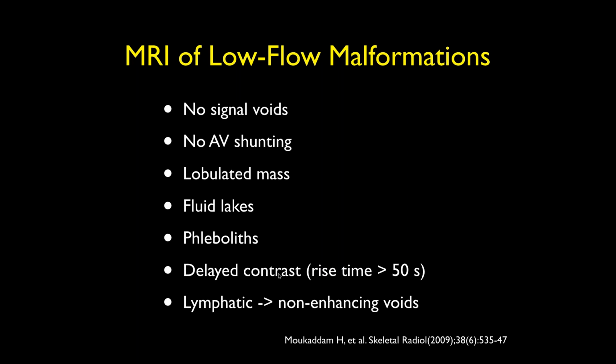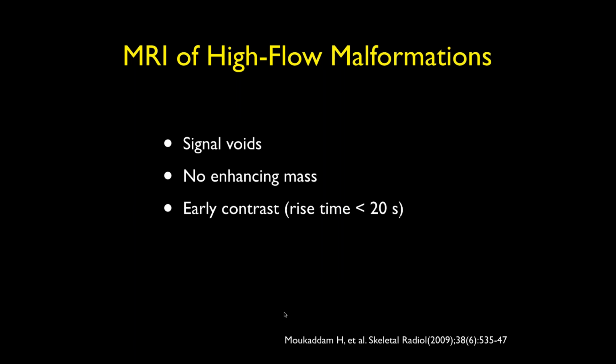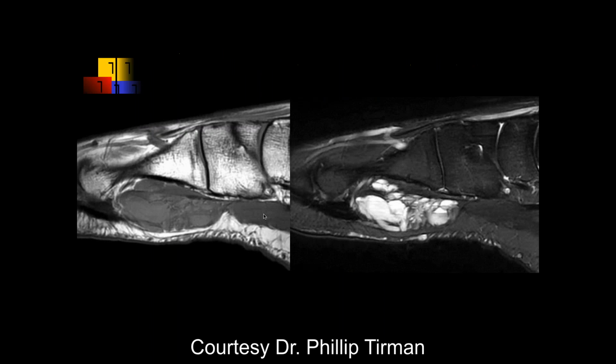You get a delayed contrast if you do time intensity contrast enhancement, which we really don't do much anymore. With the lymphatic, it tends to have a lot of non-enhancing voids in it that would fill in late, like at 30 minutes, which we typically don't do. So that's a low flow. If you get the high flow, you see a lot of signal voids. You tend not to see an enhancing mass, like we didn't really see a mass in that first case, and you get very rapid contrast enhancement.